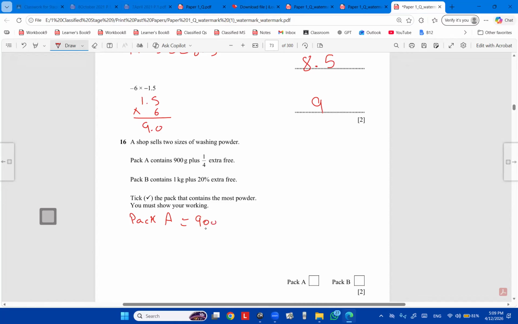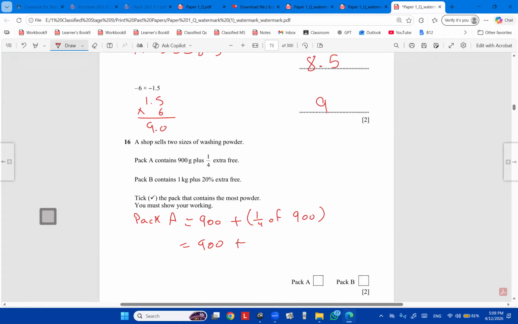has 900 grams plus 1/4 of the 900. What is 1/4 of 900? You're going to need to do 900 divided by 4, which is going to give you exactly 225. So 900 plus 225 is 1,125 grams.